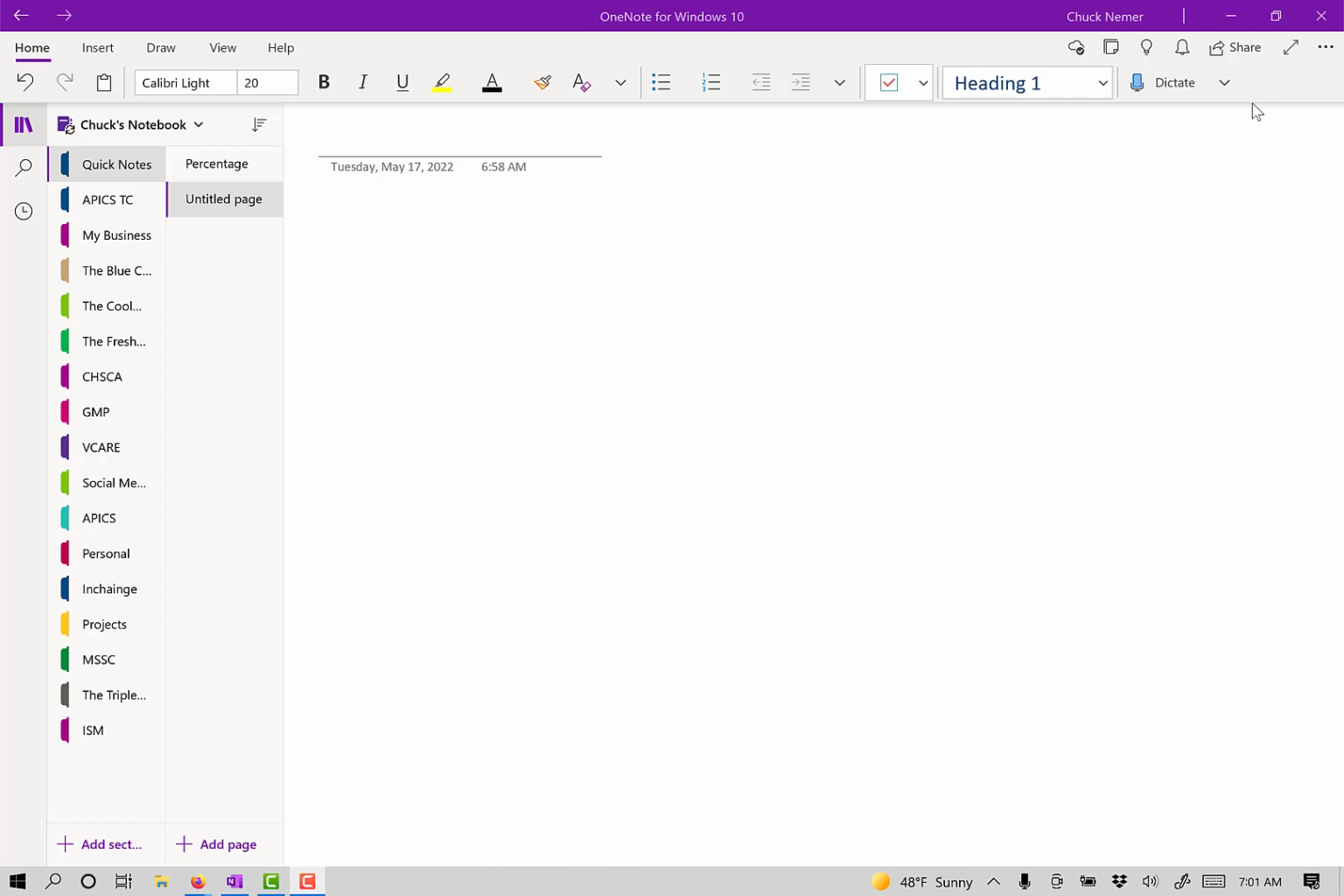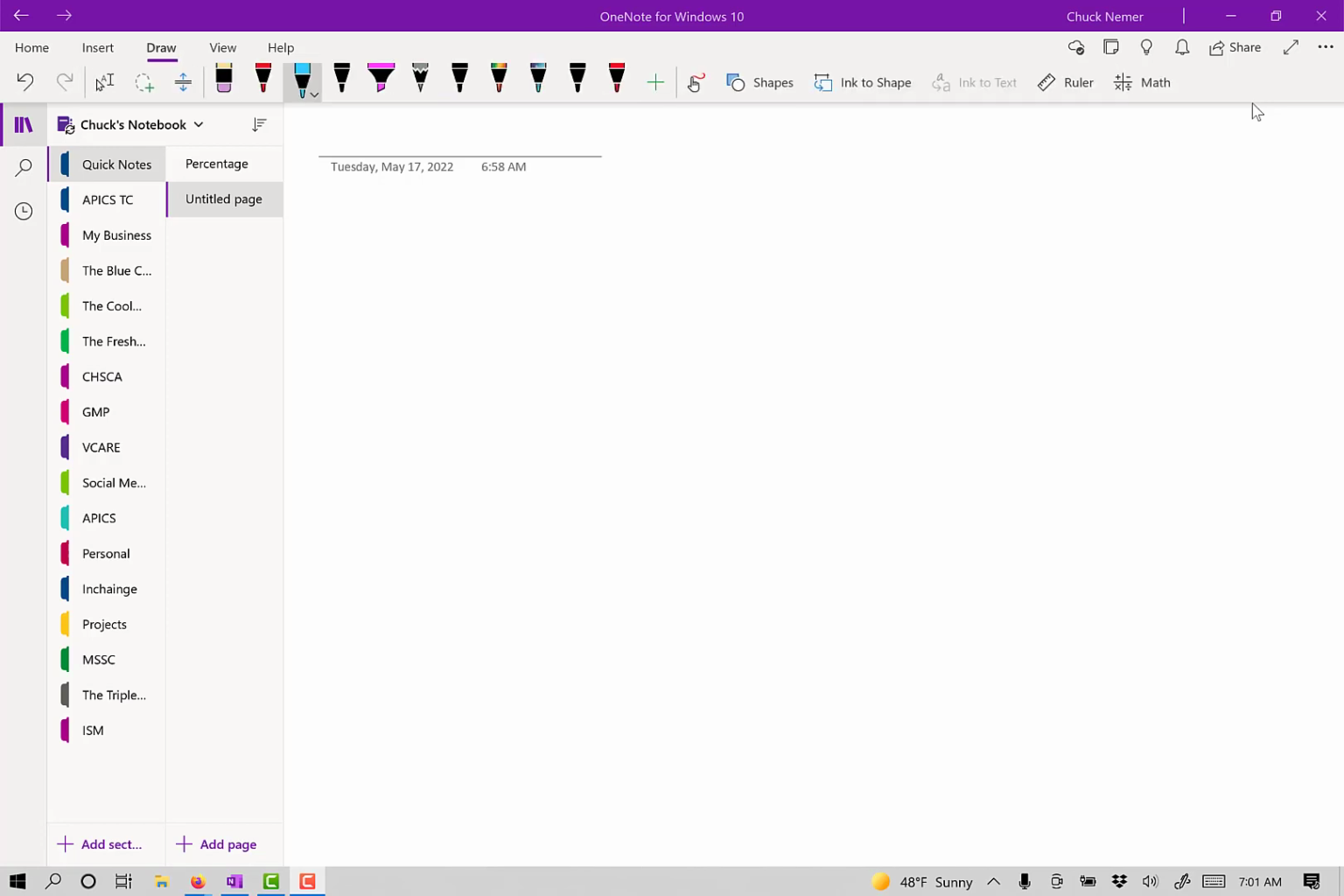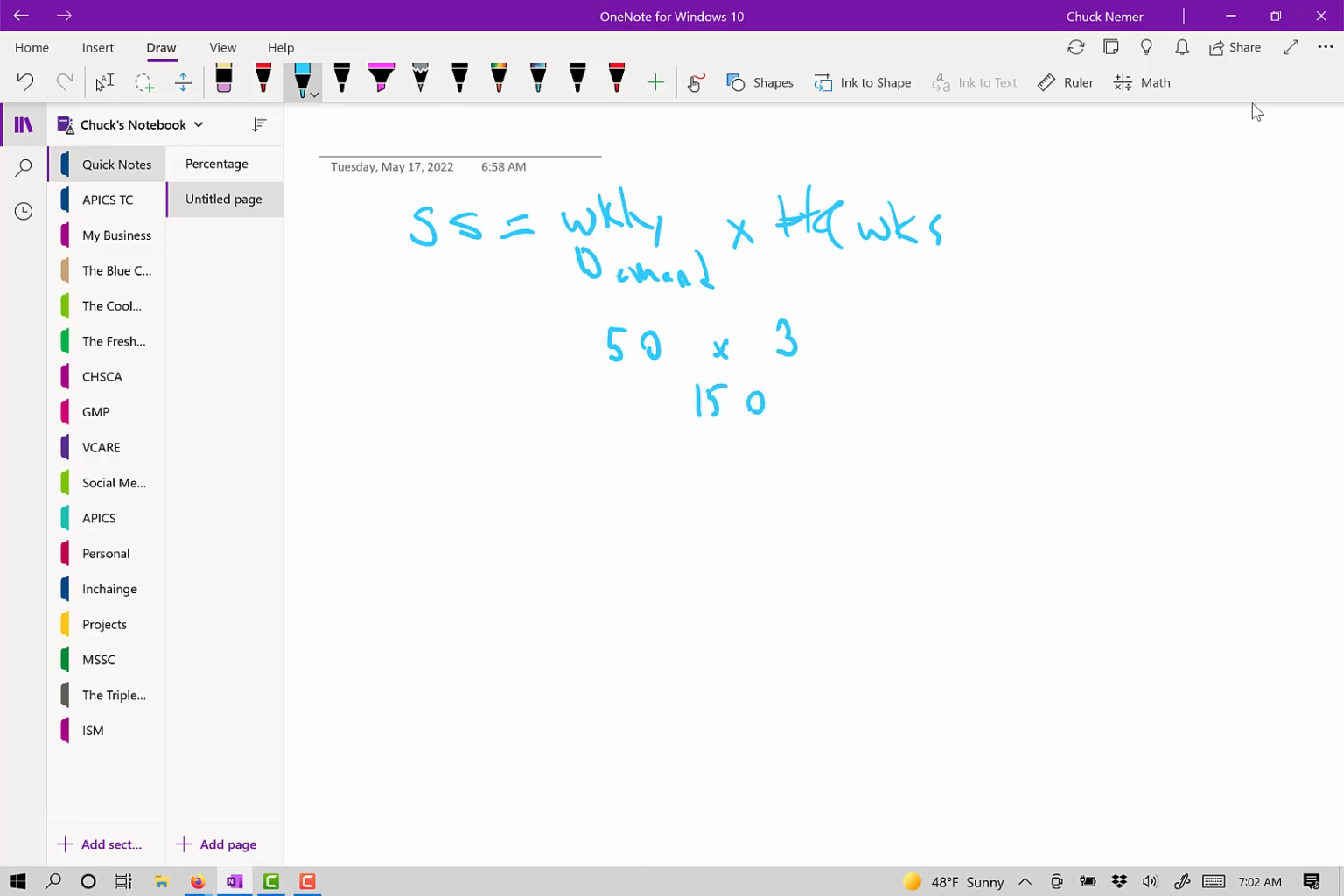When safety stock is time-based, safety stock equals, I'm just going to use as an example, weekly demand multiplied by the number of weeks that you want to have safety stock. So if you use 50 per week and you want to have 3 weeks worth of safety stock, then it's 50 times 3, or 150. So that's the time-based way.